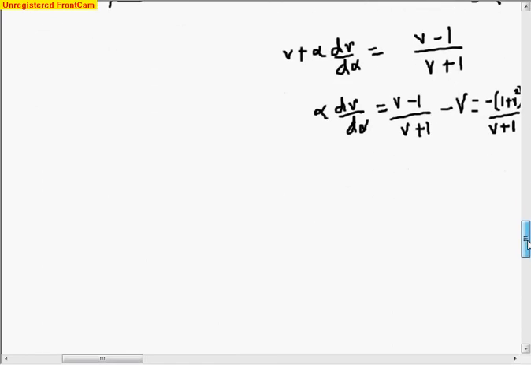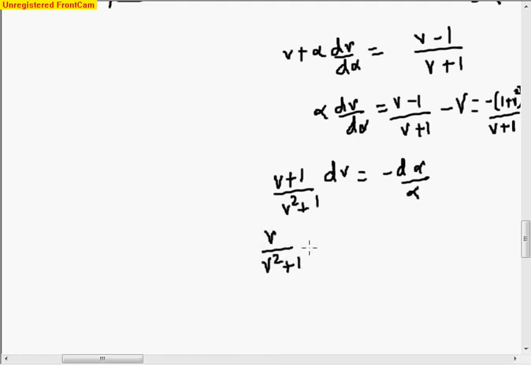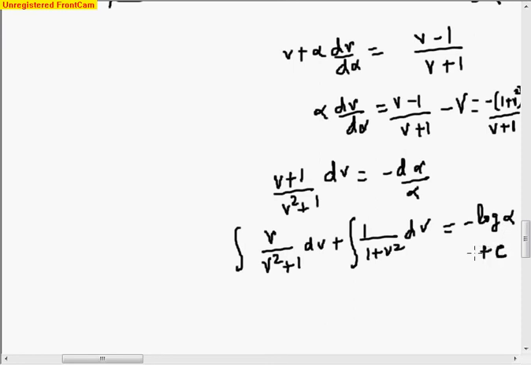So I get this thing. This is a variable separable equation now. This is (v plus 1) upon (v square plus 1) dv is equal to minus d alpha upon alpha. Now you can integrate both sides of the equation. This is v upon (1 plus v square) dv plus 1 upon (1 plus v square) dv, integrate, is equal to minus log alpha plus some constant, say c.